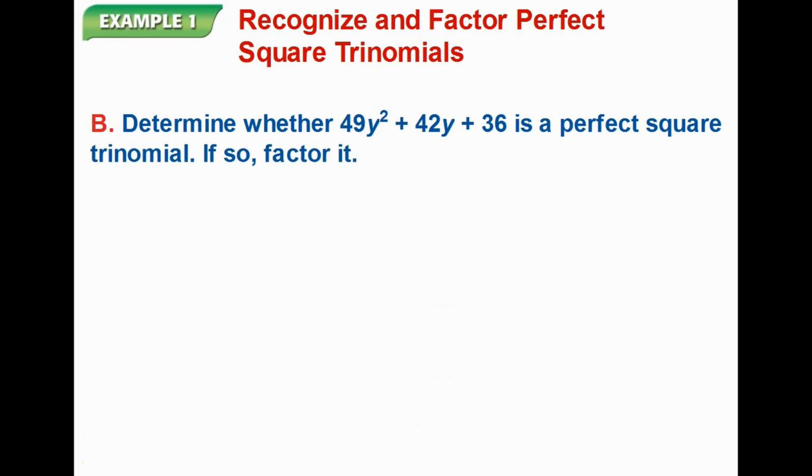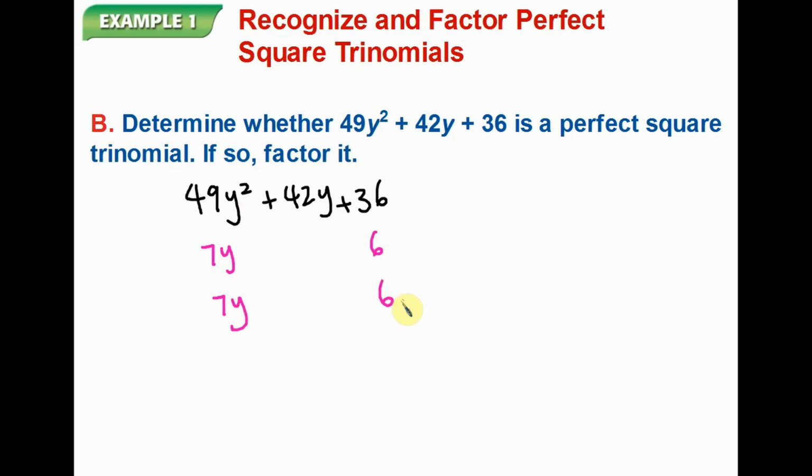Part B, determine whether 49y squared plus 42y plus 36 is a perfect square trinomial. If so, factor it. First, checking this is ax squared plus bx plus c, where the x's are replaced with y. Let's try writing 7y times 7y. 7y times 7y will be 49y squared. For 36, 6 times 6 will get you 36. When you cross multiply this, 7y times 6 is 42y, and then 7y times 6 is another 42y. Now, by looking at it, it doesn't look like they're going to add up to 42y. They're obviously over 42y since you're adding the 42 twice.